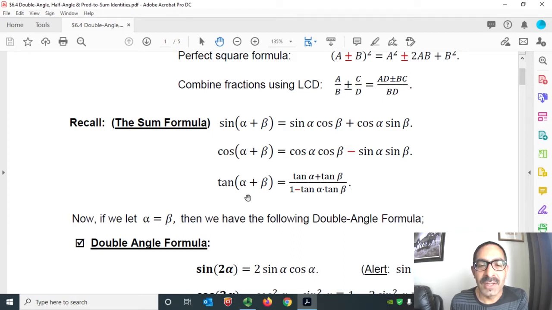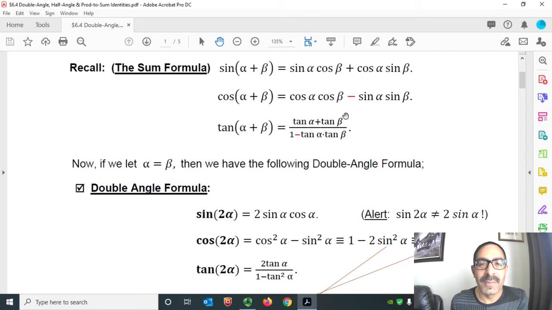In this formula, the functions remain as they are, only the sign changes from plus to minus. Similarly, the third formula, the sum formula for tangent: tan of alpha plus beta turns out to be tan alpha plus tan beta over 1 minus tan alpha tan beta. So here the plus remains as it is on the numerator, and only the plus changes to minus in our denominator. I hope you are familiar with this formula. Now, if we let alpha equal beta, I'm talking about these angles, then we have the following double angle formula.